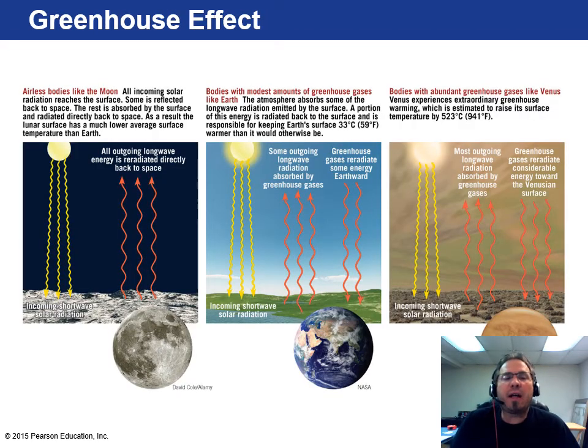So this image here kind of gives you an appreciation for the different extreme ranges, so to speak, of what greenhouse gases can do. On the moon, for example, there's no atmosphere. So any incoming energy is automatically either absorbed or bounced back into space. So all outgoing long wave energy is just put back out into space. So that's easy, right? But here on Earth, it's a little bit more complicated.